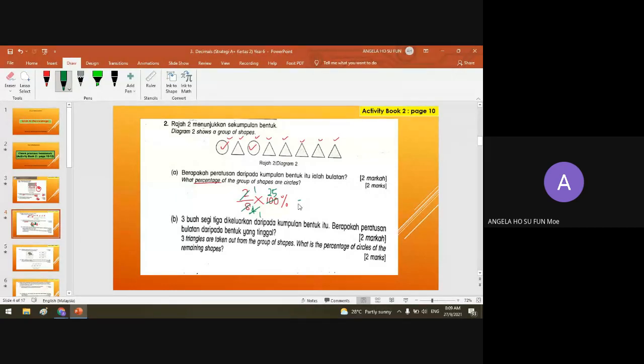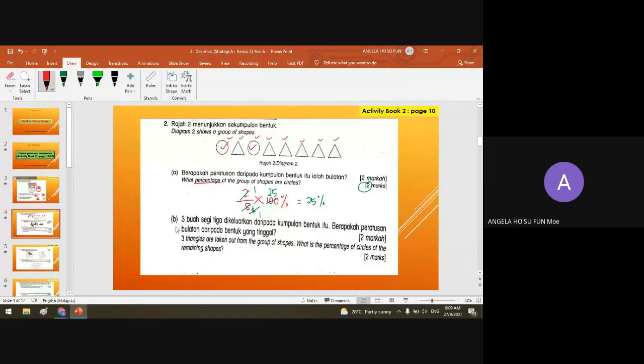This is by right. It will turn to 1 times 25 is 25%. So you get here 25%, 2 marks. Here under here is 1. So whatever over 1 is still remain the same. So it's 25%.